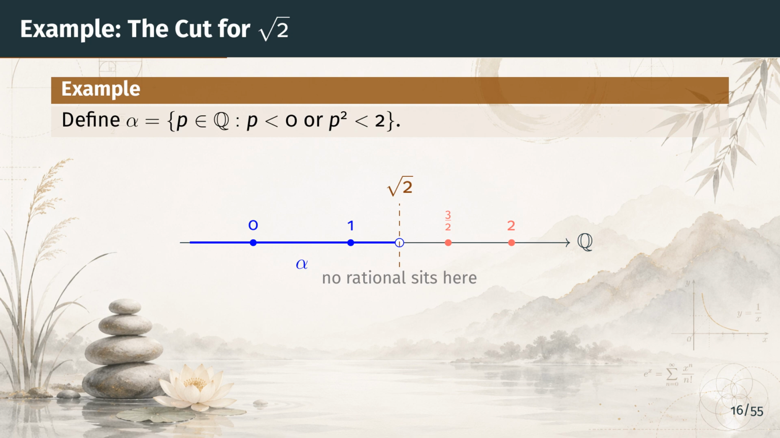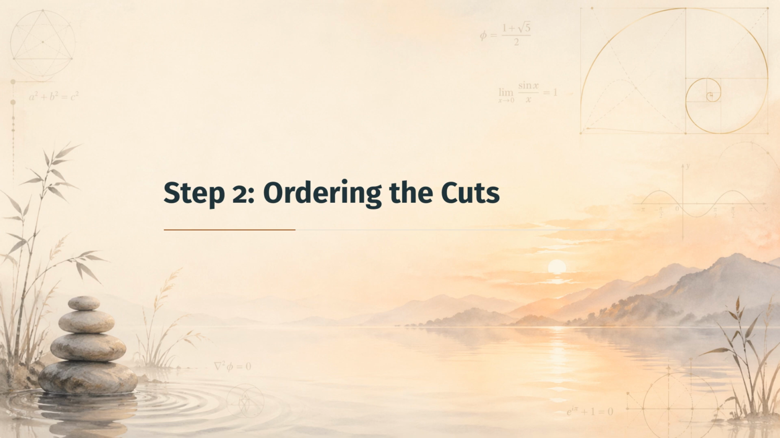Notice something curious. We never mention the square root of 2. We define the cut using only rational arithmetic and the inequality p squared less than 2. The irrational number emerges for free as the shape of the cut itself. This is the magic of Dedekind's idea. We get irrationals without ever having to refer to them.